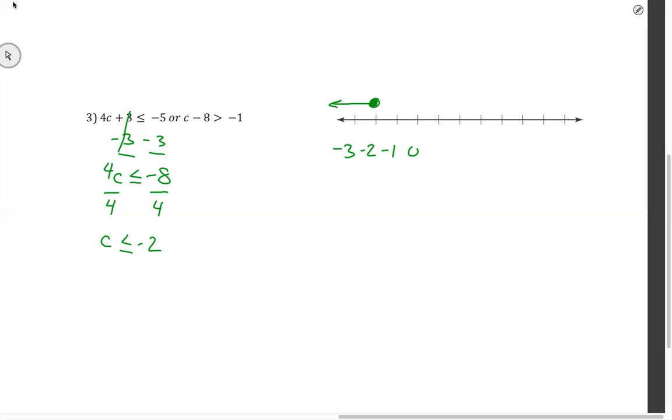Yeah, let's add 8. And that one gives me C is greater than 7. So I have this or this. So 1, 2, 3, 4, 5, 6. Ooh, that was close. Real close. Yeah. So it's going to be an open circle, and I'm shading to the right. Everybody good?